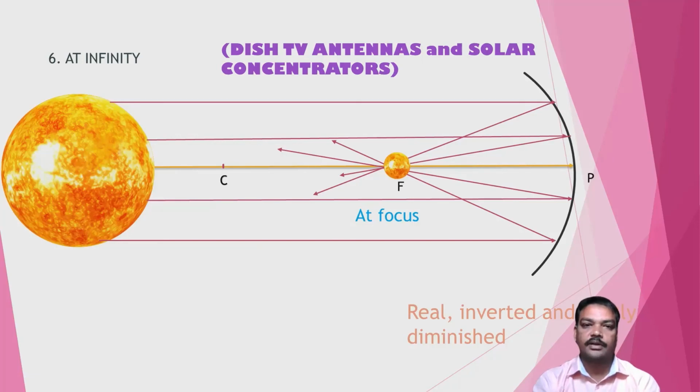This is also another application, as a solar concentrator. Sunlight is made to concentrate in the solar furnace in industries, so that sun rays can be captured, so that the furnace gets heated sufficiently and its temperature rises.